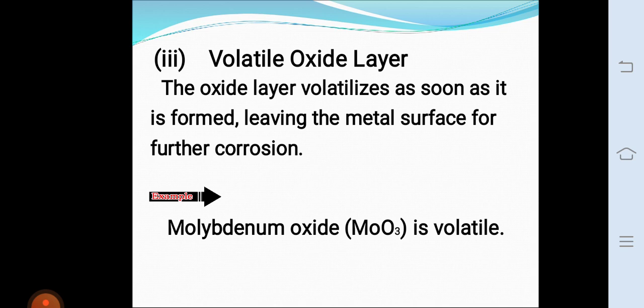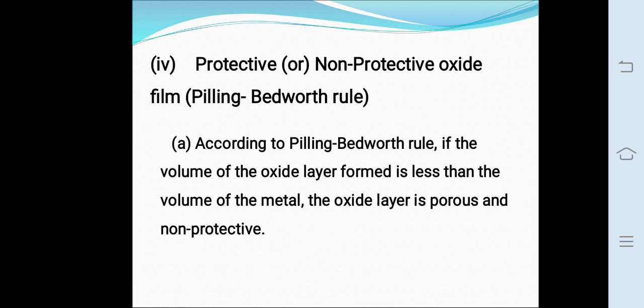Then, protective or non-protective oxide film. According to the Pilling-Bedworth rule, if the volume of the oxide layer formed is less than the volume of the metal, the oxide layer is porous and non-protective. For example, the volume of oxides of alkali and alkaline earth metals such as sodium, magnesium, calcium, etc. is less than the volume of metal consumed. Hence, the oxide layer formed is porous and non-protective.